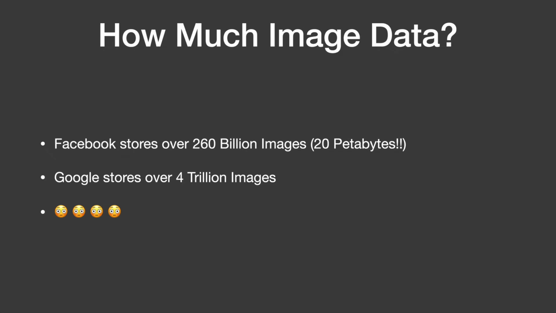So looking at some data from 2021, currently Facebook stores over 260 billion images. That's around 20 petabytes worth of data. Google stores over 4 trillion images. So most of the popular apps nowadays like Facebook, Google, Pinterest, Yelp, Twitter end up storing lots and lots of images. So they need a very sustainable way to store and serve these large amounts of data.